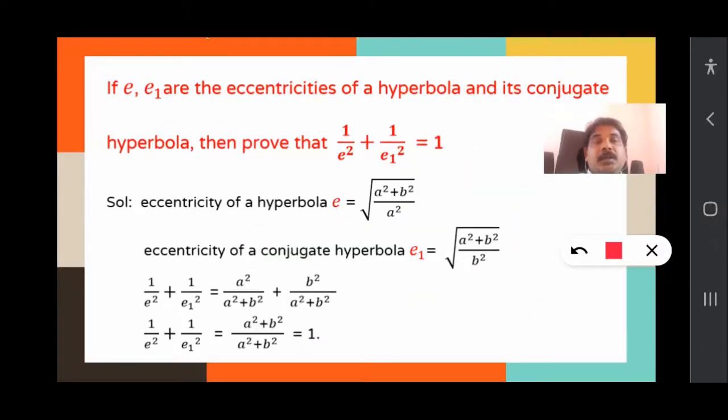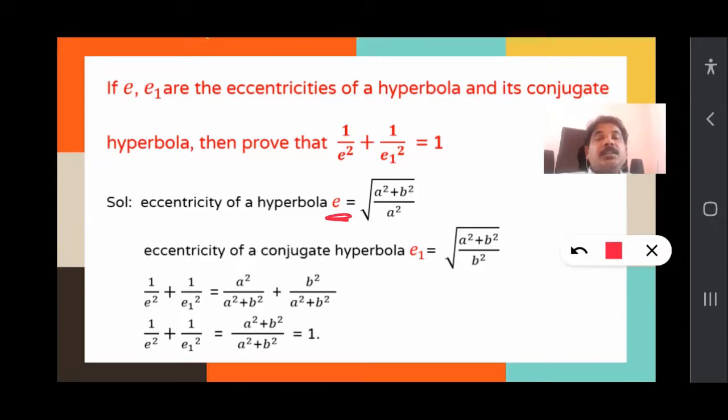Next question. If e and e1 are the eccentricities of a hyperbola and its conjugate hyperbola, then prove that 1 by e square plus 1 by e1 square is equal to 1. The condition is 1 by e square plus 1 by e1 square is equal to 1. Solution. The eccentricity of a hyperbola e is equal to under root of a square plus b square by a square.